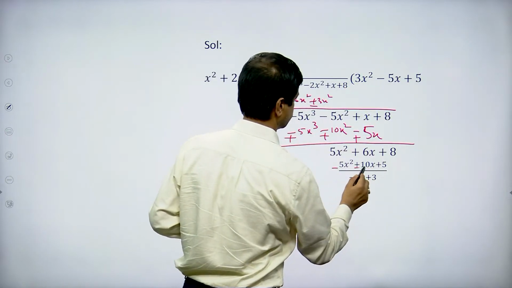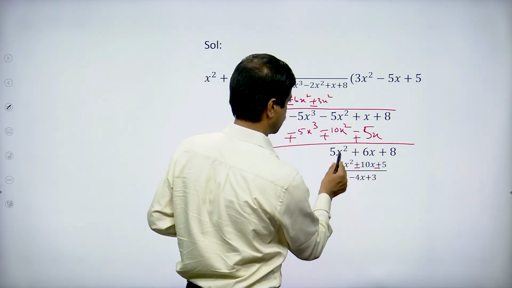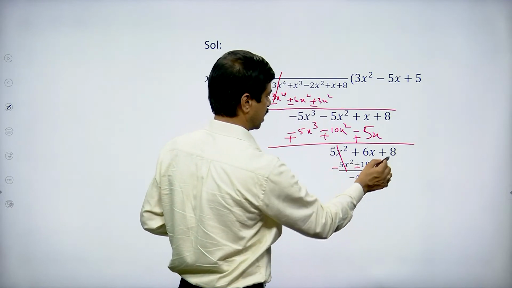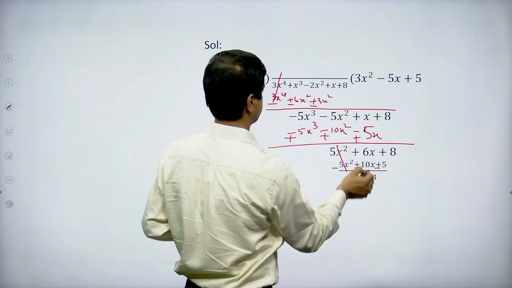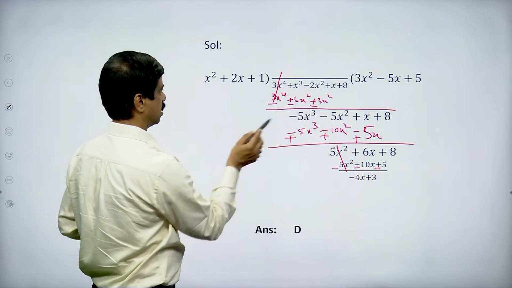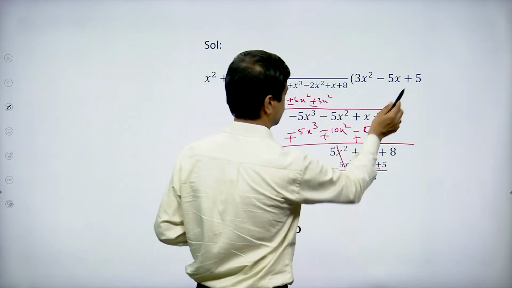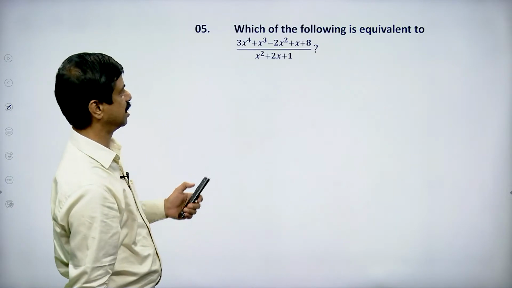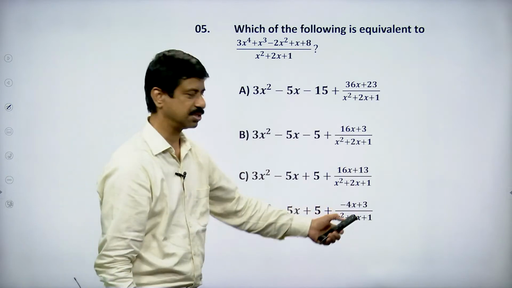So sign change. So this gets cancelled. 6 minus 10 is minus 4. 8 minus 5 is 3. So remainder is minus 4x plus 3. So the answer should be quotient plus remainder by divisor. So that is there in option D maybe. Yeah, this is the thing.